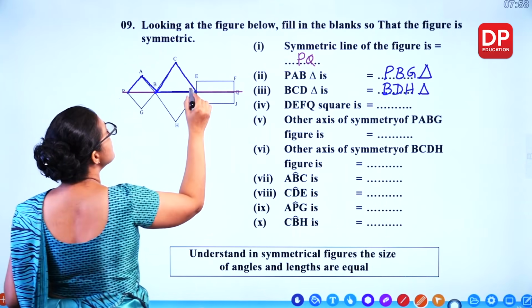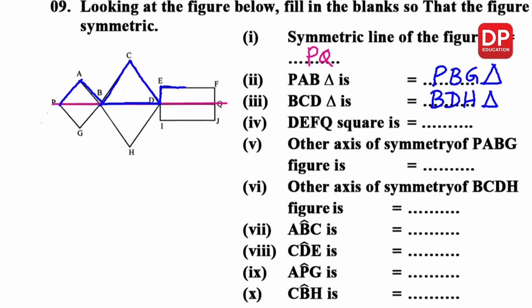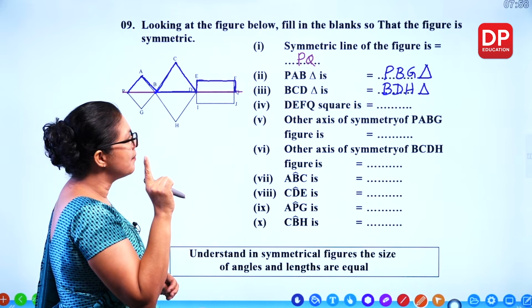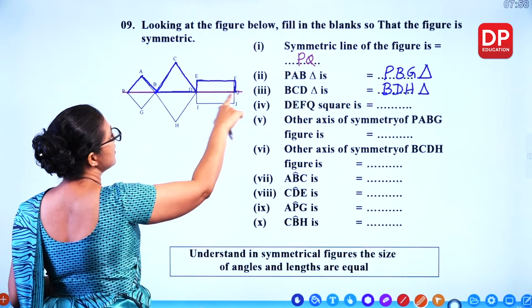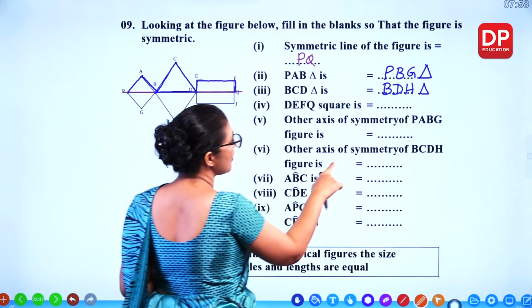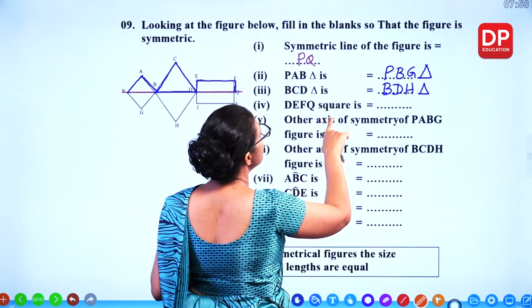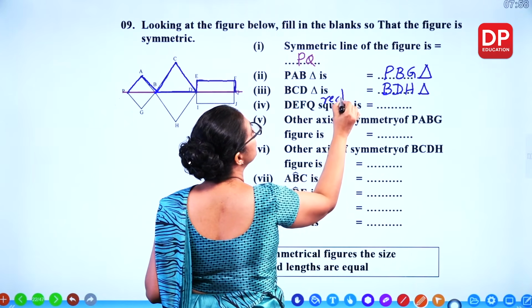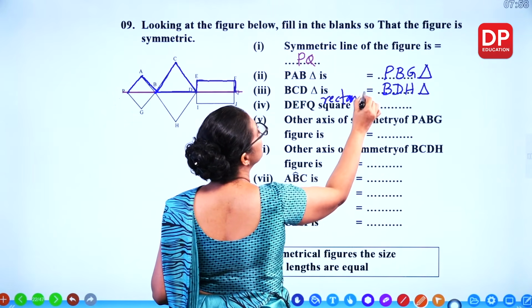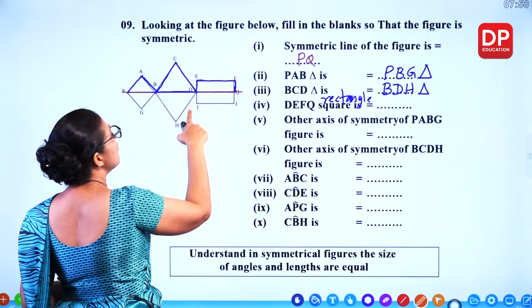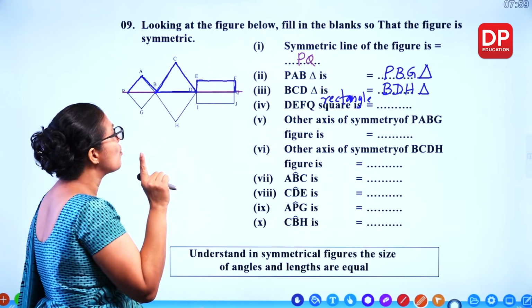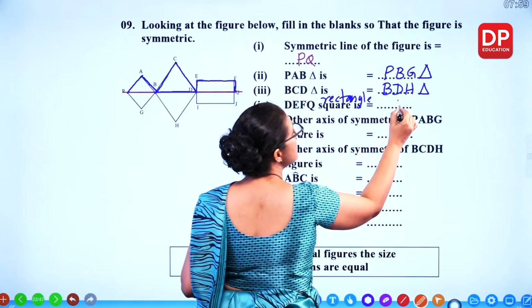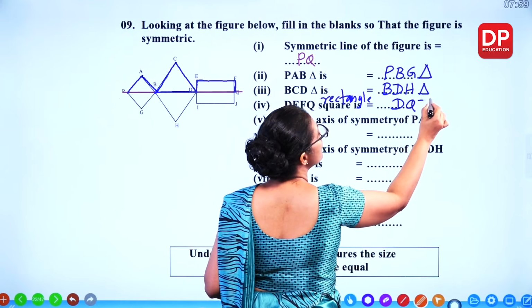DEFQ square. DEFQ. That's not a square. That's a rectangle. Actually, this cannot be written as square. So that's a rectangle. So what's the other part? DQJI.